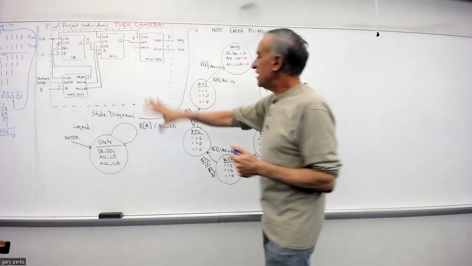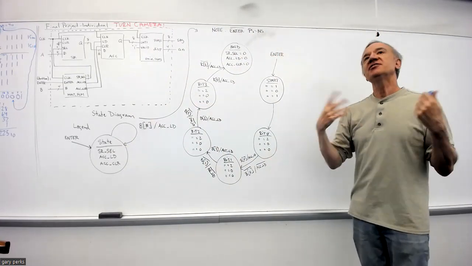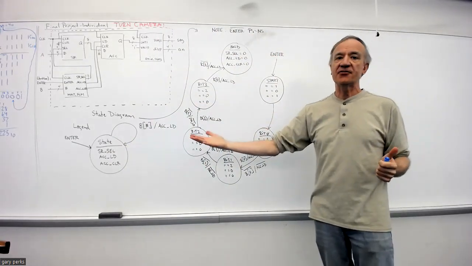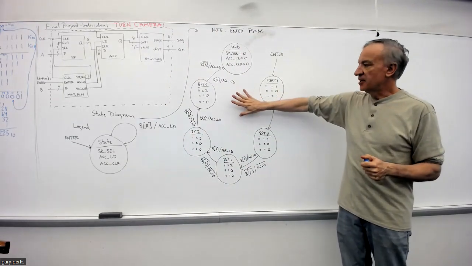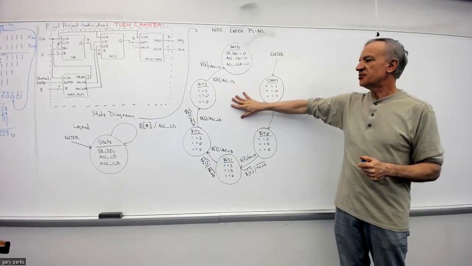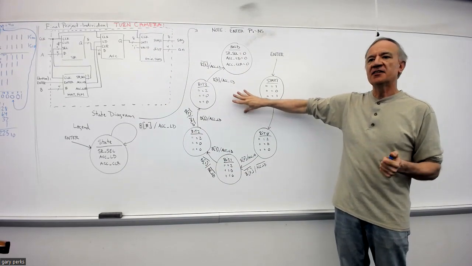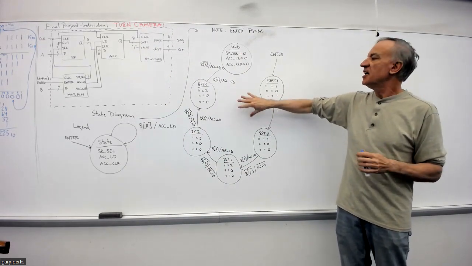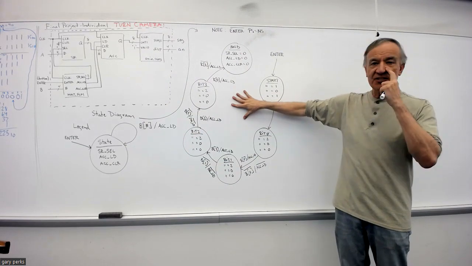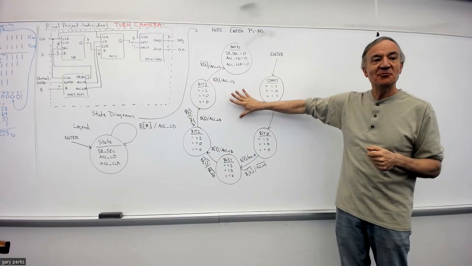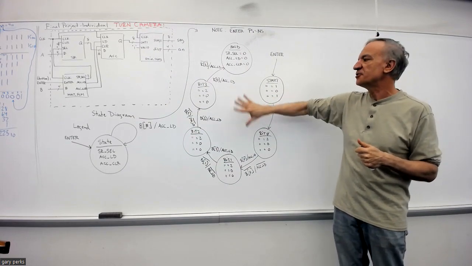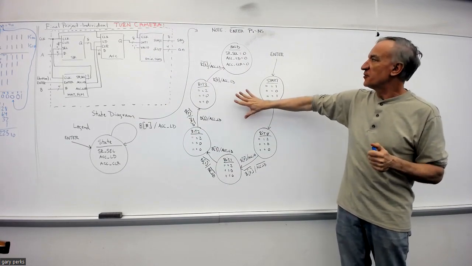Okay? So here is a state diagram for this 4-bit multiplier. And I give credit where credit's due. This is not my design. This is Dr. Benson's design. My design was not as elegant as this. Dr. Benson's is a much more elegant design. I'll explain why as we go through it.